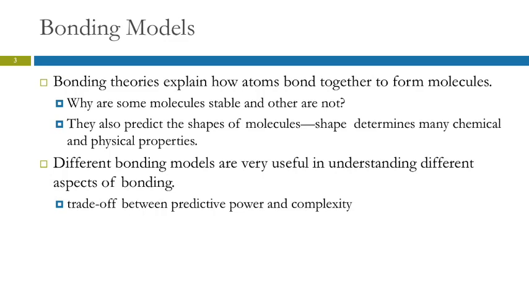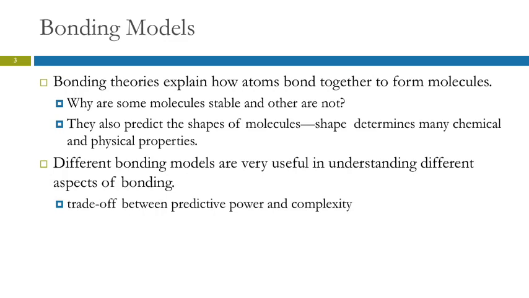So how do we know what the shape of the molecules are? This comes in large part from bonding theories. Bonding theories explain how the different atoms bond together to form molecules. This helps us to understand why some molecules are stable, others are not. They help us to predict the shapes of molecules. And shape of molecule determines a lot of chemical and physical properties of the compound.